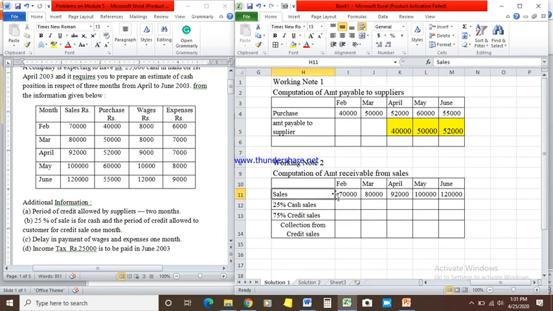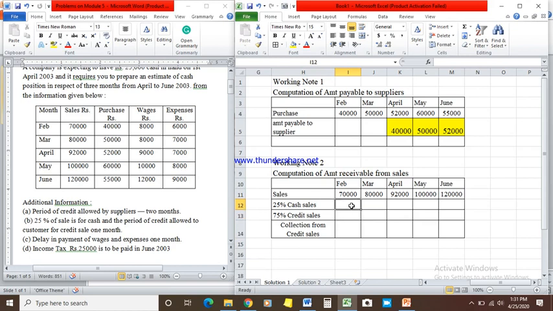So again, I mentioned the sales figure, a computation of amount receivable from sales. I mentioned February, March, April, May, June. The amounts are written. Now out of the given sales, 25% happens to be the cash sales, which means 25% amount will be received in the same month. The remaining 75%, which is credit sales, we will be collecting after 1 month.